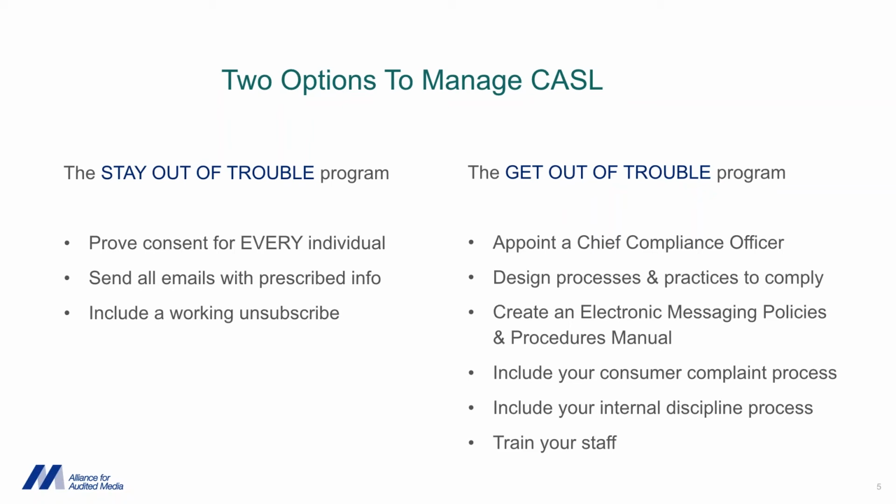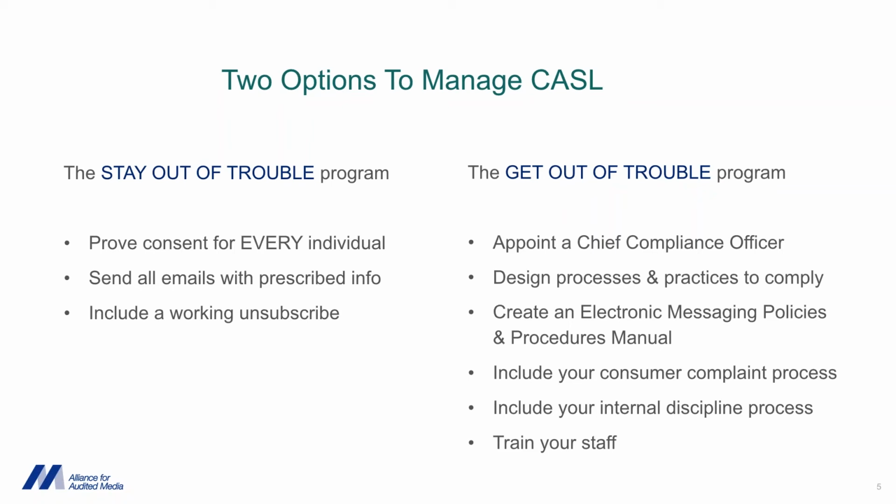But there's two ways to deal with it. You could do this stay out of trouble program, we call it, and that really is just prove consent for every individual that you have on your list. Send all emails with prescribed info, and make sure you include a working unsubscribe in every email you send.